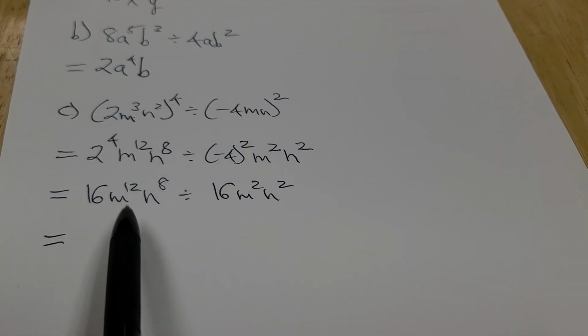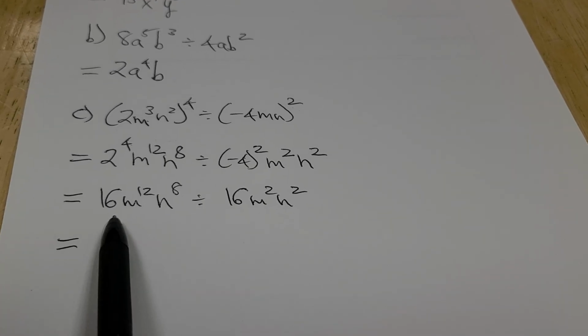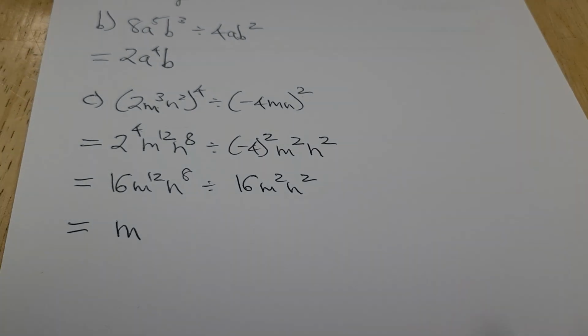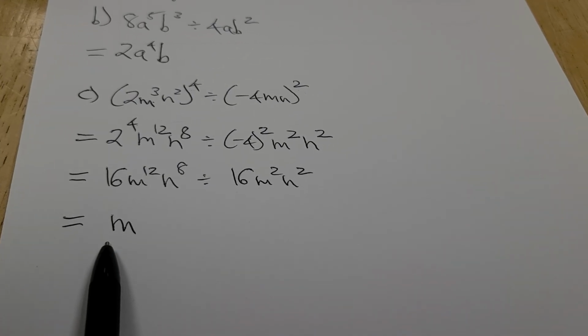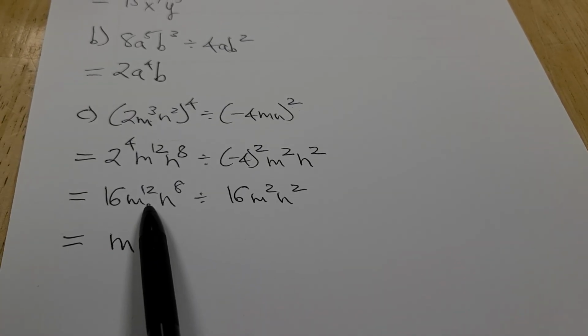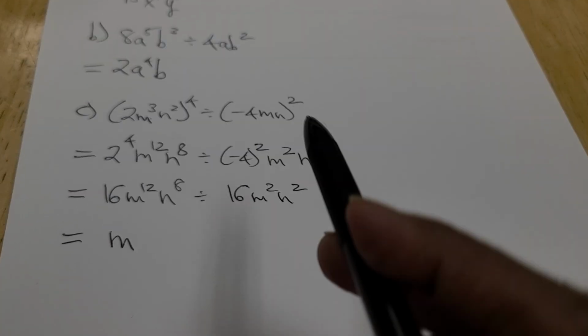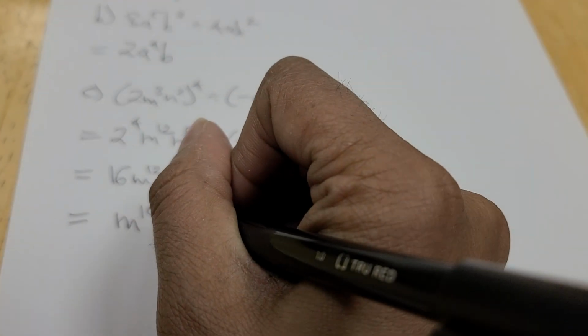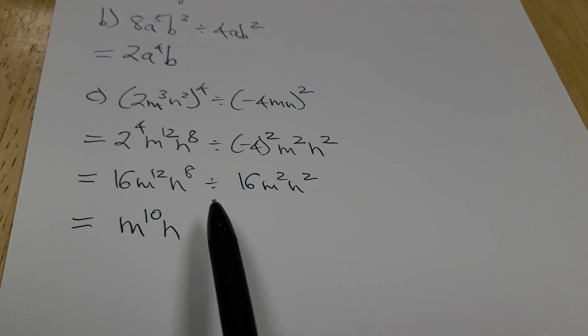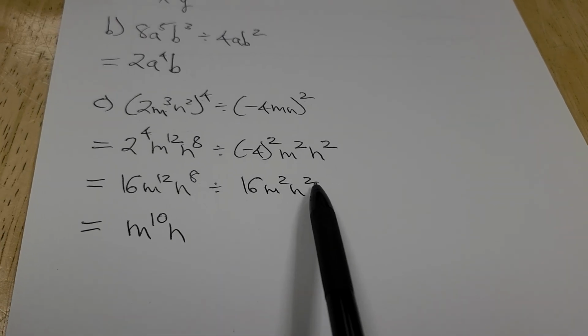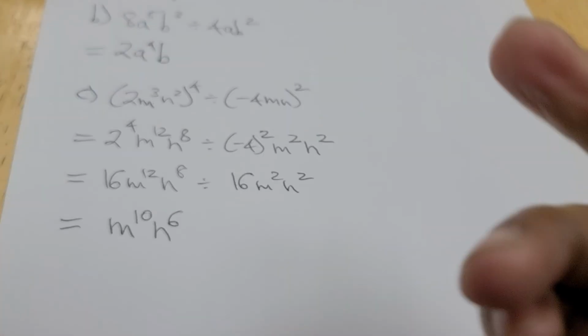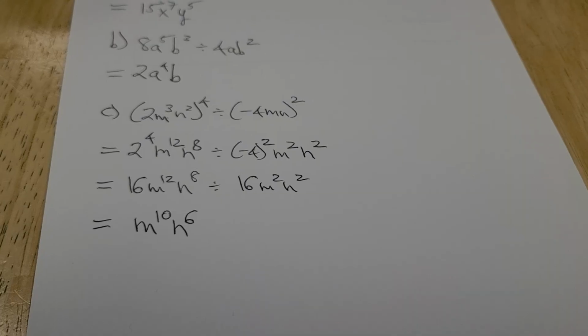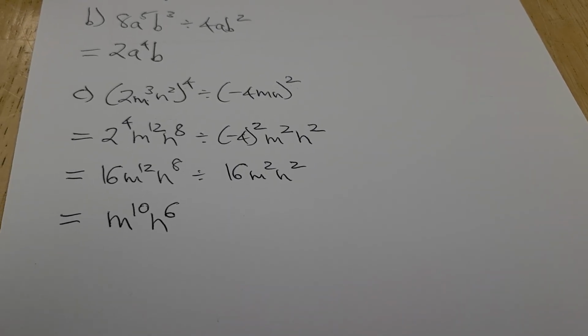Okay, and now you can actually divide these numbers. So 16 divided by 16 is 1, so it's gone. Or I mean, it's just like a coefficient of 1. And then you're dividing, so I'm going to subtract the exponents. So m12 minus m2, m to the power of 10. And for n, n to the power of 8 minus n squared, n to the power of 6. Okay, and then basically this is the final answer.